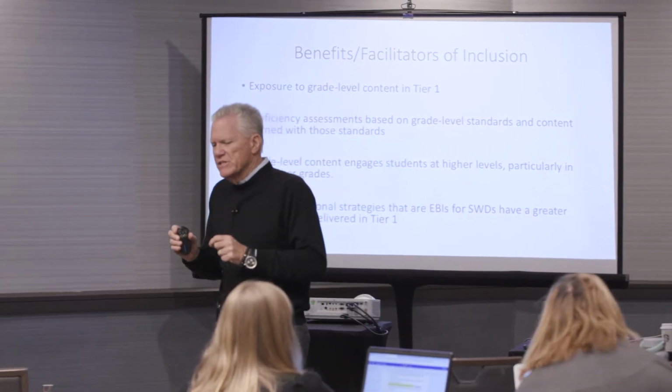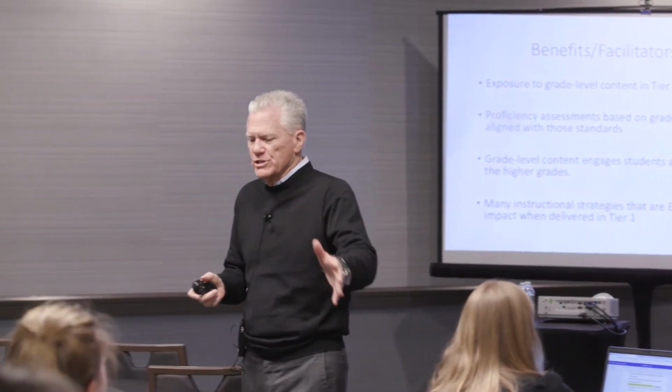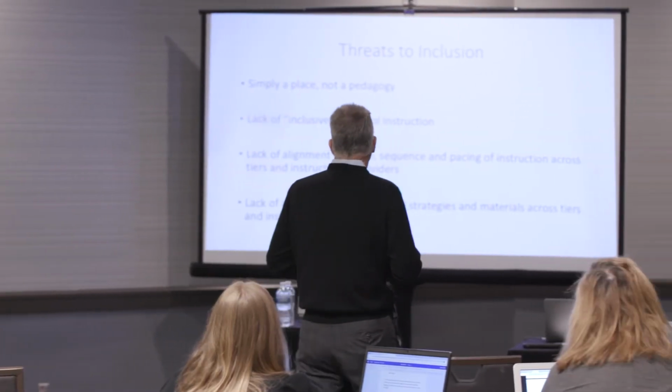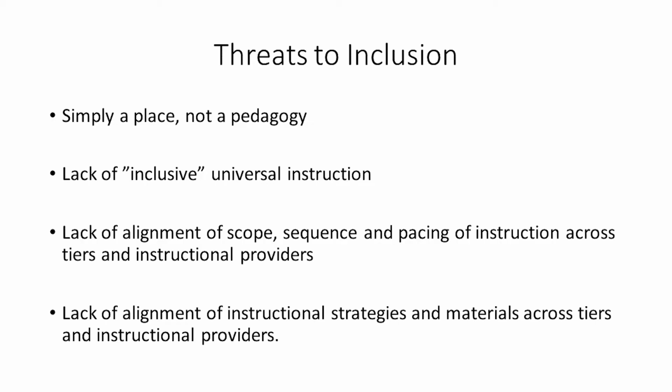But unless we have evidence-based practices for diverse learners in Tier 1, we're going to be putting kids in places where they are not going to improve beyond what you're doing. So inclusion, once again, is how the environment includes these kids. That perspective will help drive curricular changes in Tier 1. Threats to inclusion: it's simply a place, not a pedagogy.